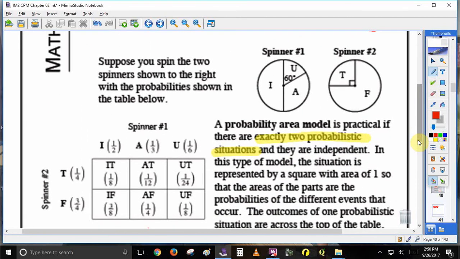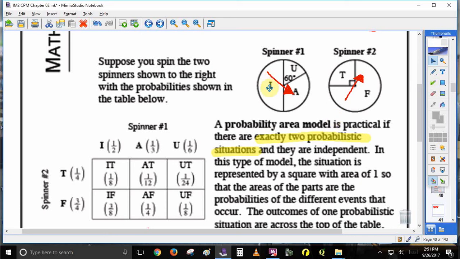So we have this scenario. Suppose you spin the two spinners shown at the right with the probabilities shown in the table below. So let's imagine that we have a little arrow on this spinner, and I'm actually going to redraw that. A little arrow on that spinner, and we come along and we spin the spinner, and it lands on an A. And then we have another spinner here, and it can spin and land on its own thing as well. Well, not all of those are equally likely, right?